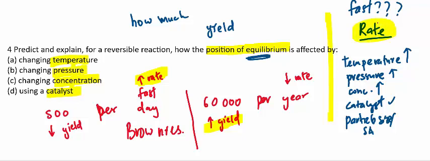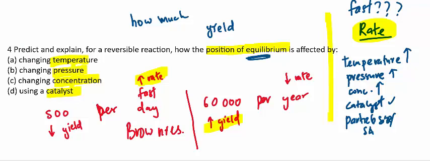Now, this one we talked about already. High temperature, high rate. High pressure, high rate. High concentration, high rate. High catalyst, high rate. Particle size small, high rate. We already talked about this. But this one depends.